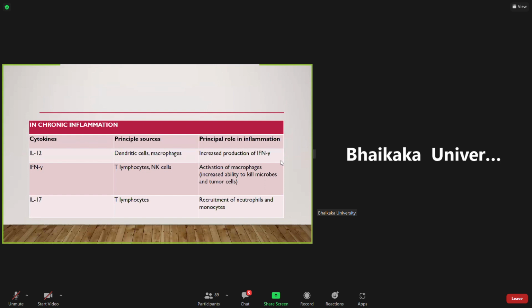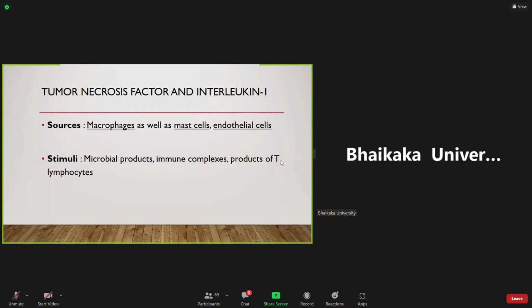So what interferon gamma does is cause activation of macrophages, and this causes increased ability to kill the microbes and the tumor cells. So yes, interferon gamma is also a part of some chemotherapy regimens for particular tumors. Not necessary for you, but just a pearl of wisdom that you must know. Then there is interleukin 17, again released from T lymphocytes. It causes recruitment of more neutrophils and monocytes, which are generally your first line of defense.